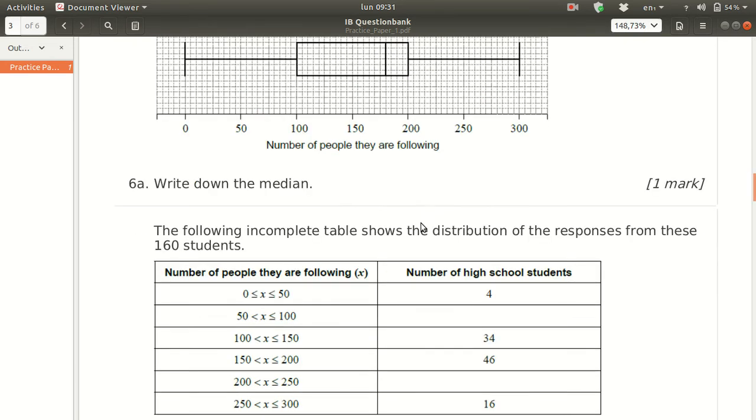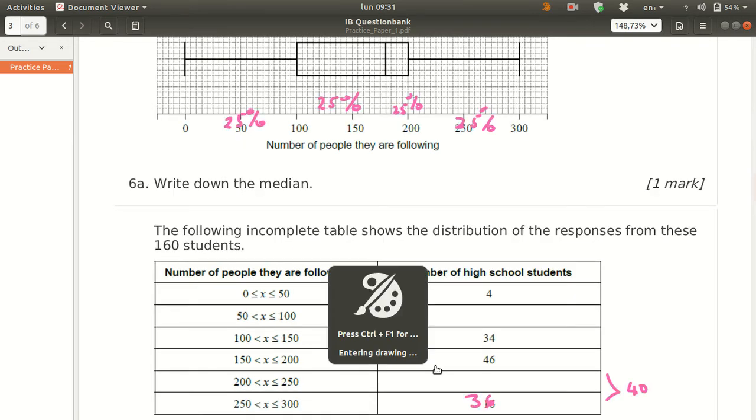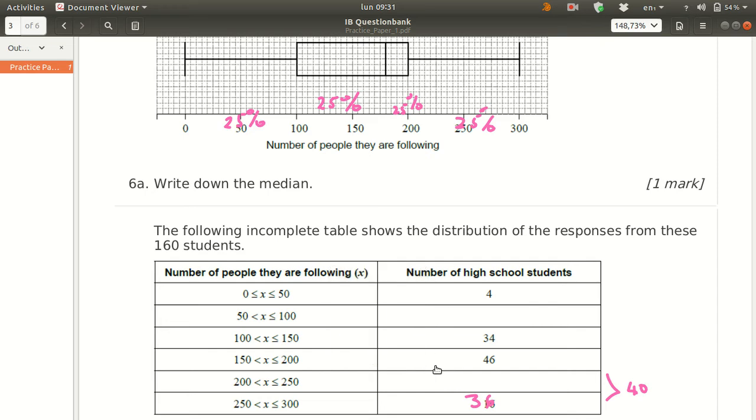Now the second number down here works exactly the same way. Again, from 200 to 300, it's a quarter of the data. So we need to have, again, 40 students. All right? There's already 16 from 250 to 300. So 40 minus 16, 10 minus 6 is 4, 3 minus 1, 24. Okay, so this one was 36, and this one was 24.